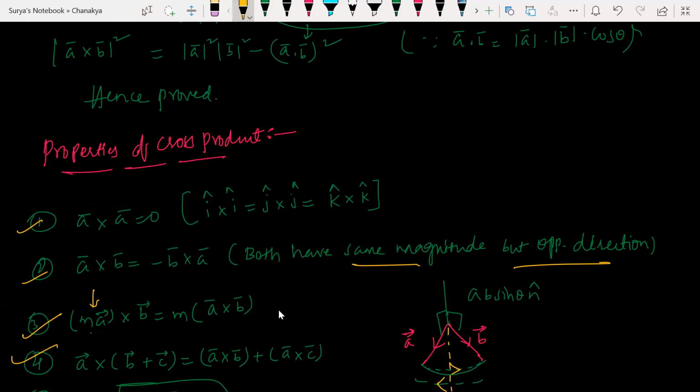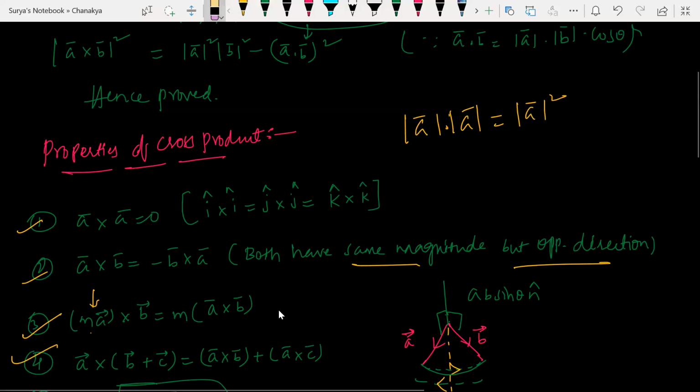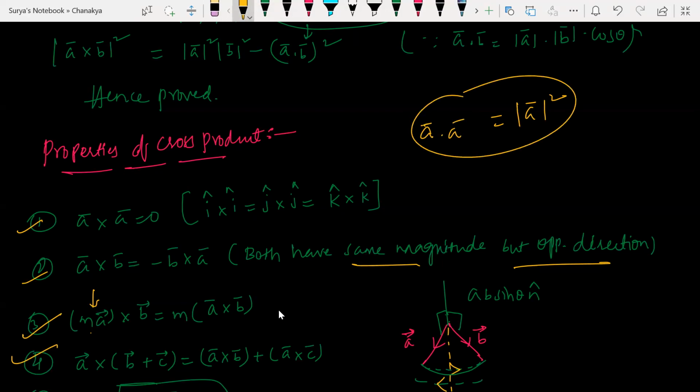A cross A. हाँ. Guys, in dot product it used to be reverse. In dot product what we used to write? A dot A, ये क्या हो सकता है? Magnitude of A square. A dot A gives magnitude of A whole square in dot product. मगर इधर 0 होता है. ध्यान से सुनिए, इधर 0 होता है. क्यों? Sin of every pi gives you 0.